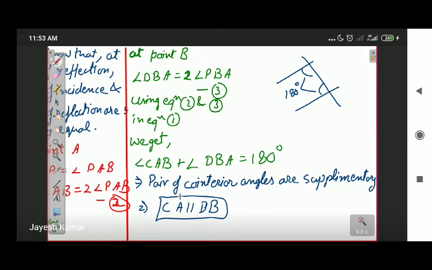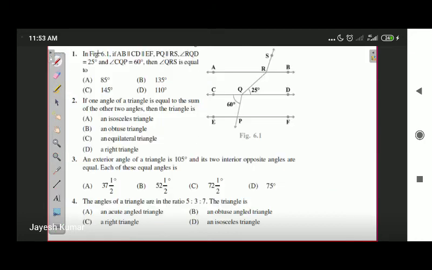Now let's start with some objective questions. Okay. Let's take question number 1. Question number 1 is, in this given figure we have to determine the value of angle R. So in order to find out the value of angle R, I will divide angle R into two parts. One is this part and another one is this part.